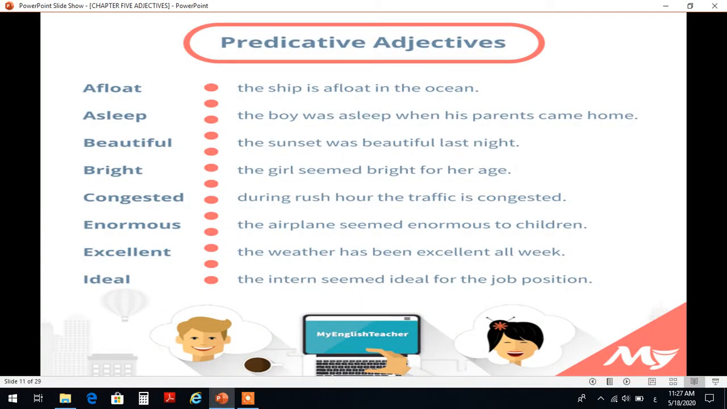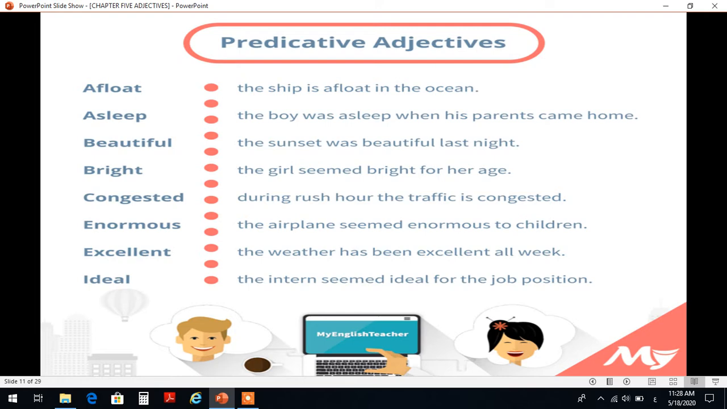Here are other examples to show you how predicative adjectives occur in sentences. For example, the adjective afloat. The ship is afloat in the ocean. Asleep. The boy was asleep when his parents came home. Beautiful. The sunset was beautiful last night. The girl seemed bright for her age.